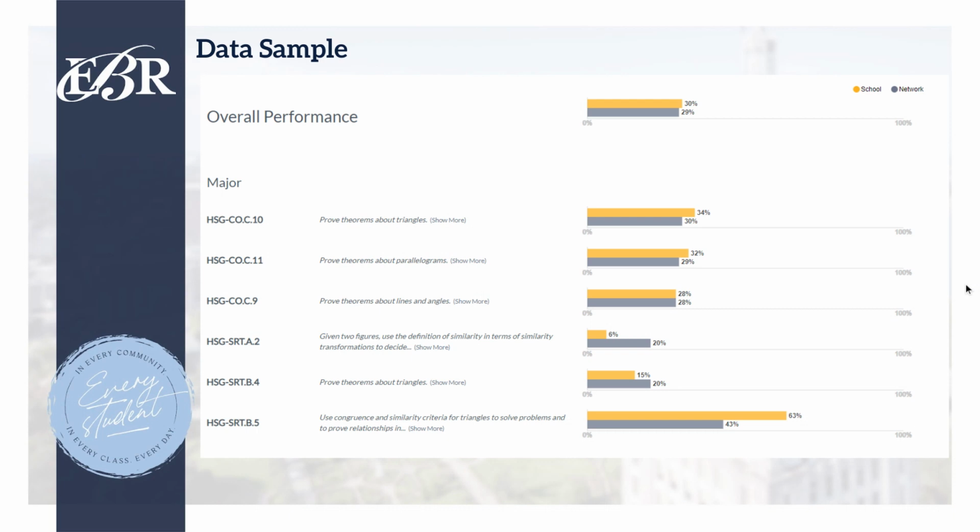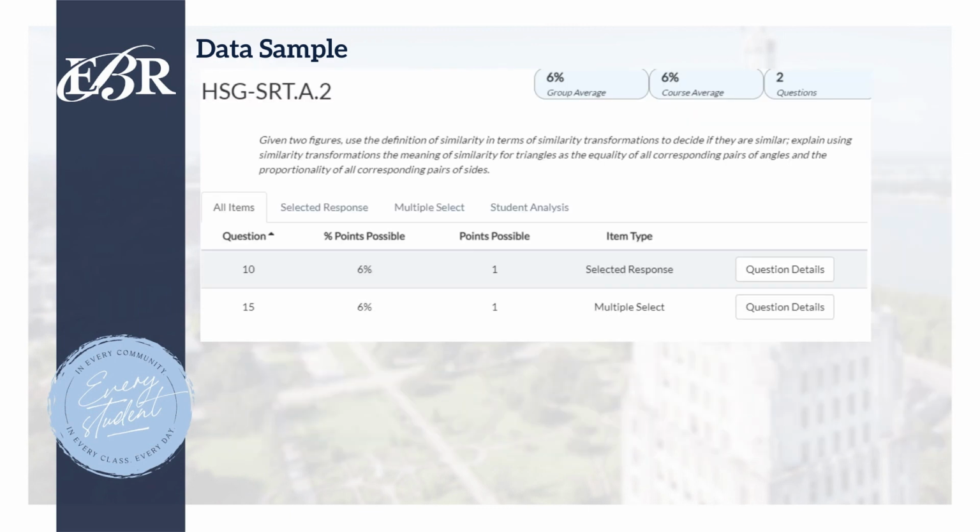That's not one of the standards that I would focus on, because my students are doing really well with that standard. I would go to SRTA2. Given two figures, use the definition of similarity in terms of similarity transformations to decide, and so on. I would look at that standard, that's 6%. Is that 6% because of the type of question, or is it because of the standard? We also have to ask ourselves those questions as well. So let's go look at that.